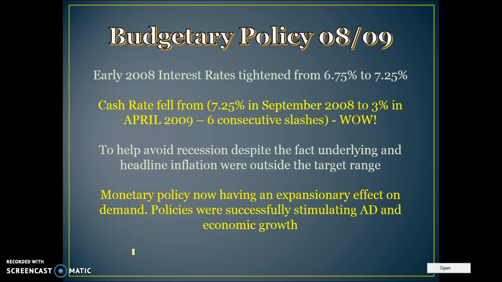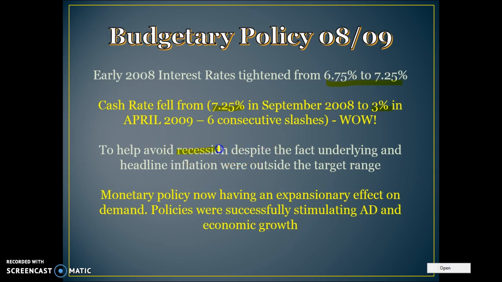In terms of 08, 09, the GFC hit. Just before the GFC hit, they had actually increased interest rates even further to 7.25% because there were continually strong inflationary pressures. And then suddenly we experienced a drop in growth, and the RBA dropped the cash rate all the way from 7.25% to 3%. So there was a massive cut in the cash rate.